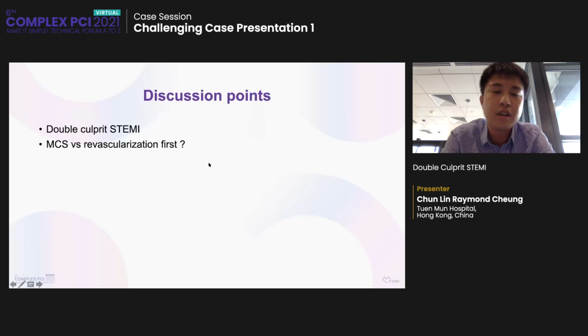So in this case, we saw a difficult scenario in which a patient has a double culprit STEMI involving the LAD and the RCA with unstable hemodynamics and a high chance of developing cardiogenic shock and cardiac arrest. In dealing with these situations, whether to use MCS first or revascularization first, there are actually a number of factors to take into consideration. For example, the hemodynamics, the complexity of the lesion, the type of MCS required, the time to set up the MCS, and etc.